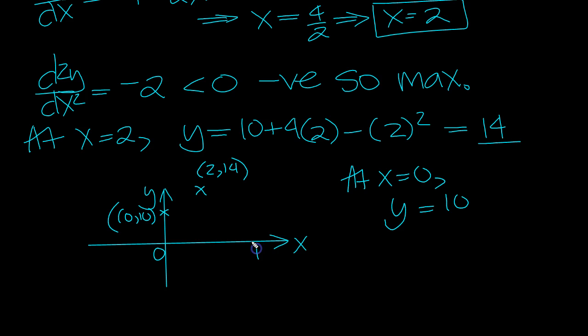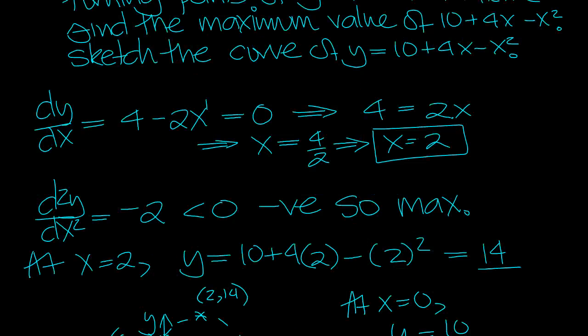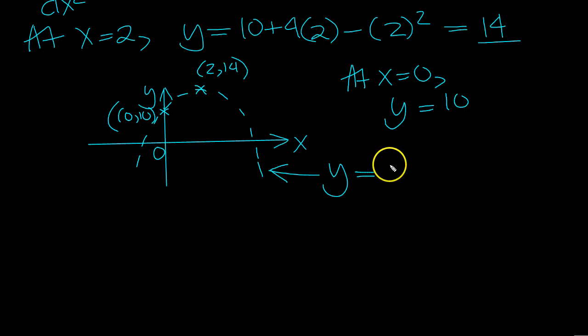So it's an N-shaped curve, so I've got a digital pen, so I'm going to try and draw it as best I can. It's going to come down, back down, like so. And this is the quadratic curve. Let's label it. It was y equals 10 plus 4x minus x squared.